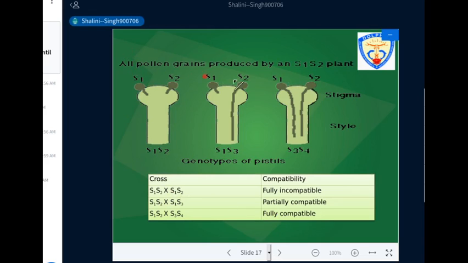All pollen grains are produced by S1, S2 plant in this reaction. And this pistil is S1, S2, here pistil is S1, S3 and pistil is S3, S4. So S1, S2, this first one is written as male plant and this second one is female plant. So S1, S2 with S1, S2 is a fully incompatible reaction, no pollen tube is growing here. S1, S2 with S1, S3 is a partially compatible reaction. Only one pollen tube is growing, that is from S2 pollen. S1, S2 with S3, S4 will be a fully compatible reaction since both of the pollen grains are growing here.